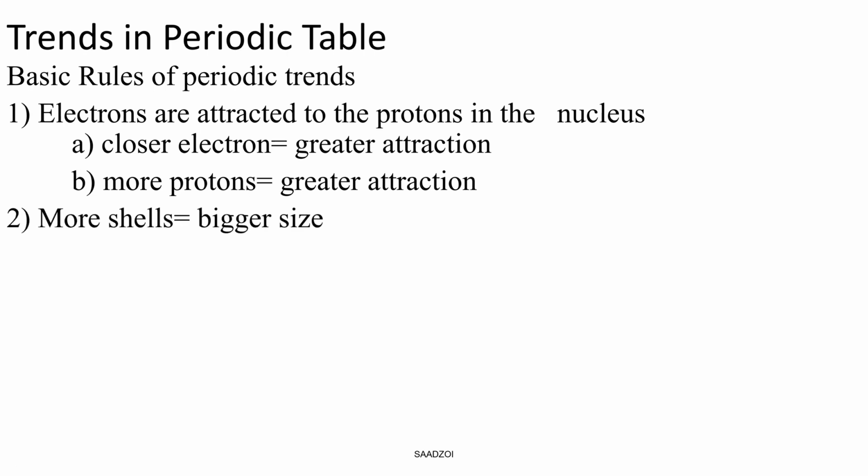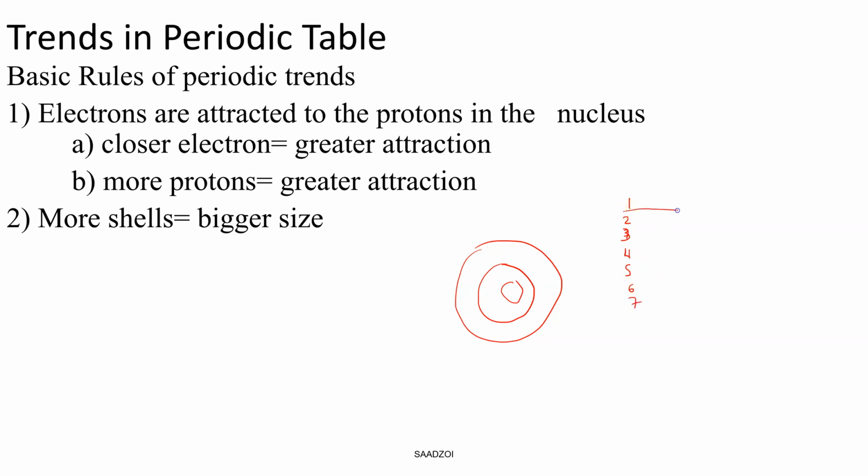The other rule we're going to remember is more shells means bigger size. Common sense, right? If I draw a circle and then I draw another shell and then another shell, each time I draw a shell, it gets bigger and bigger. That's what the atom is. As you add more shells, you go down a group. And as you may have noticed, there's a total of 7 periods. The period number represents how many shells the element has.